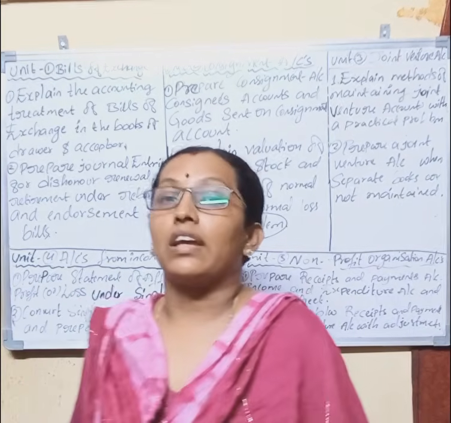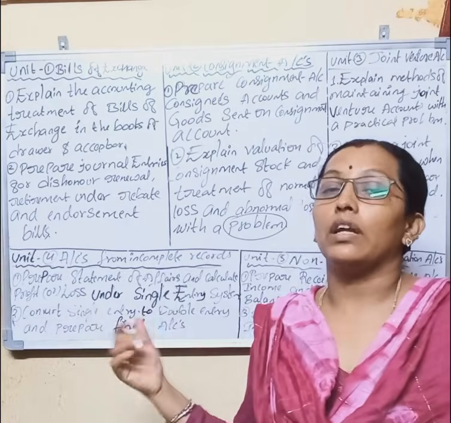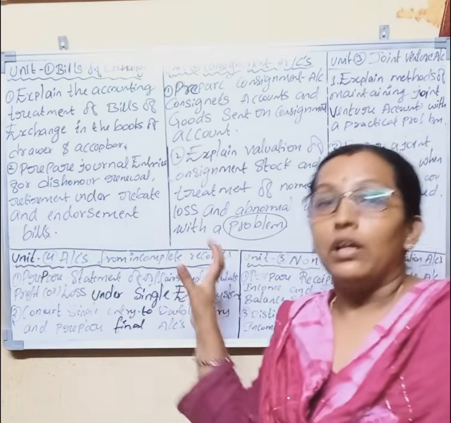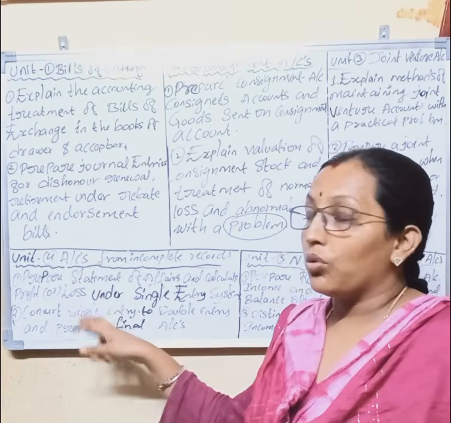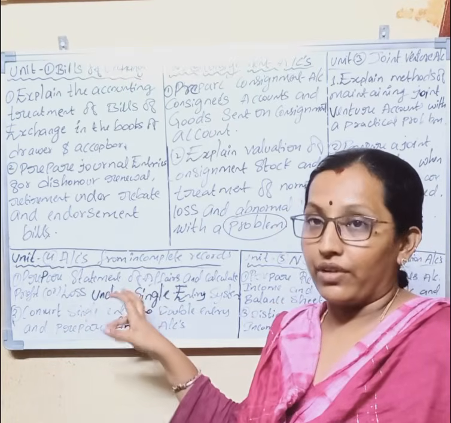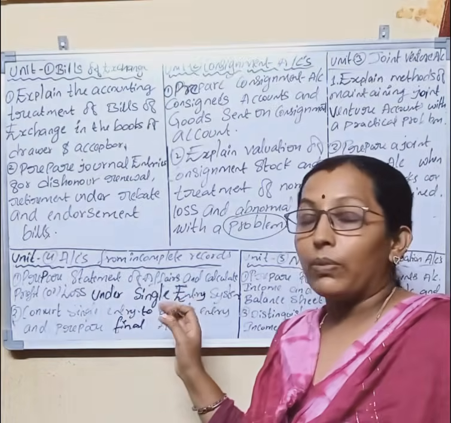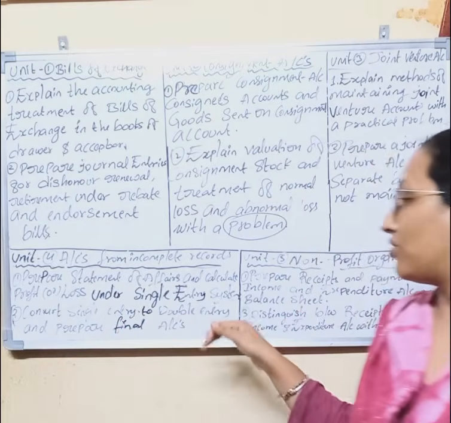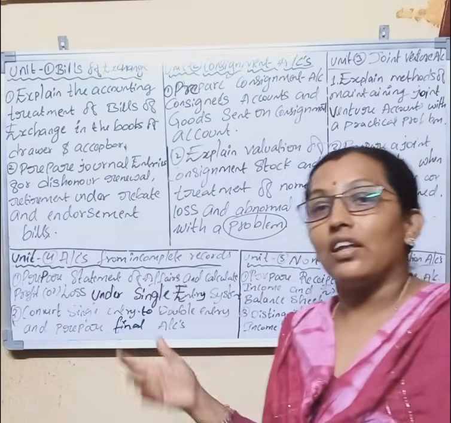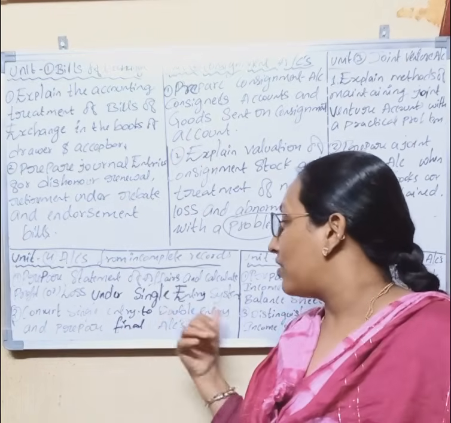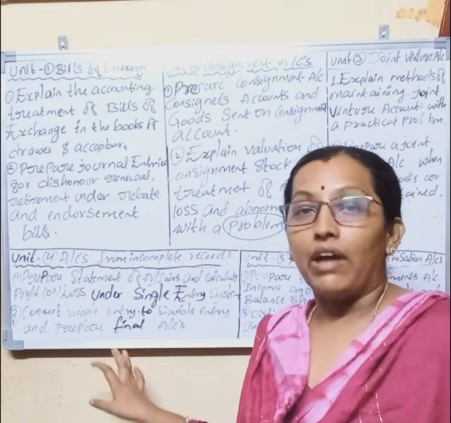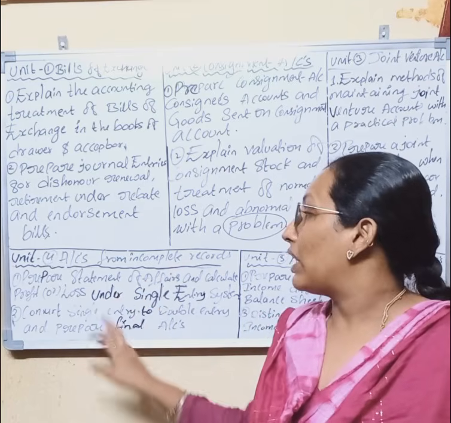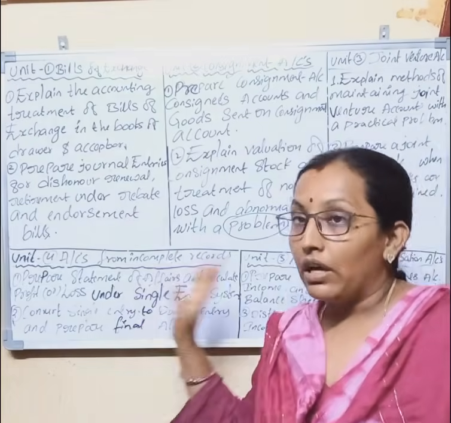Maximum here we will get this kind of questions, accounts from incomplete records. From the given information, we have to prepare a statement of affairs, and calculate the profit and loss under single entry system. Again we have to convert that single entry system into the double entry system, and prepare the final accounts. This is all about Unit 4. Unit 4 is completely about accounts from incomplete records.